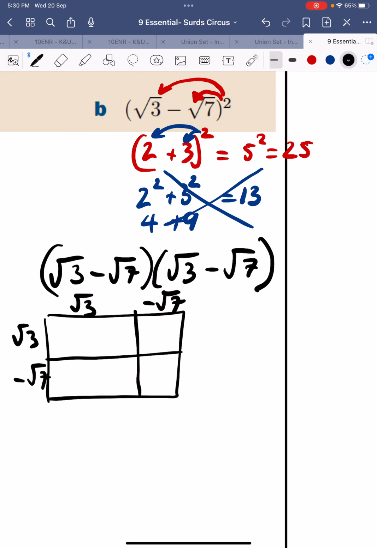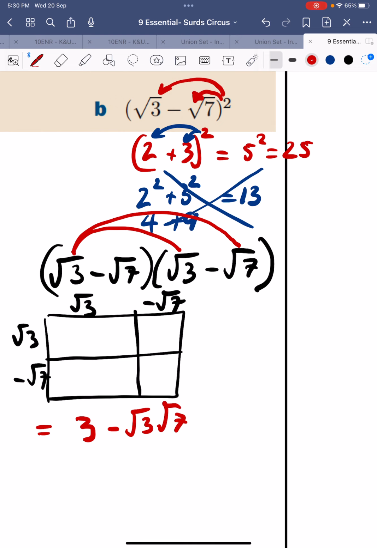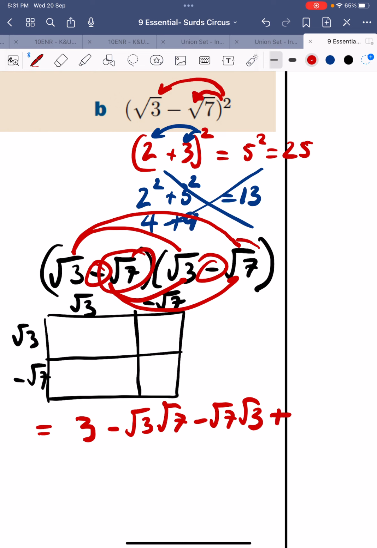I'm going to do it without the grid, but please do use it if you want to. Root 3 times root 3 for me is 3. Root 3 times root 7, well, it'll be a negative. I'll just write it down, root 3, root 7. Then I've got negative root 7 times root 3. Then finally I've got negative times a negative, I know is a positive. And then haven't I just got root 7 times root 7, which is 7.